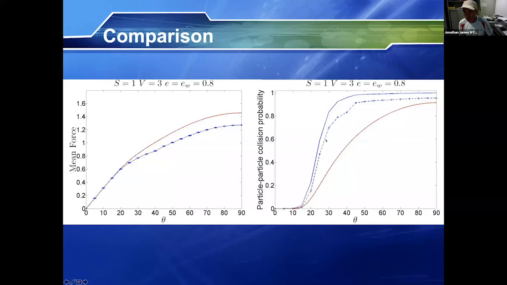And the dotted one is the numerical probability of two or more particle collisions occurring. So basically what you can see is our theory works very well until you start getting a relatively large number of two or more particle collisions. And so, yeah, the theory works well up to about 30 degrees.